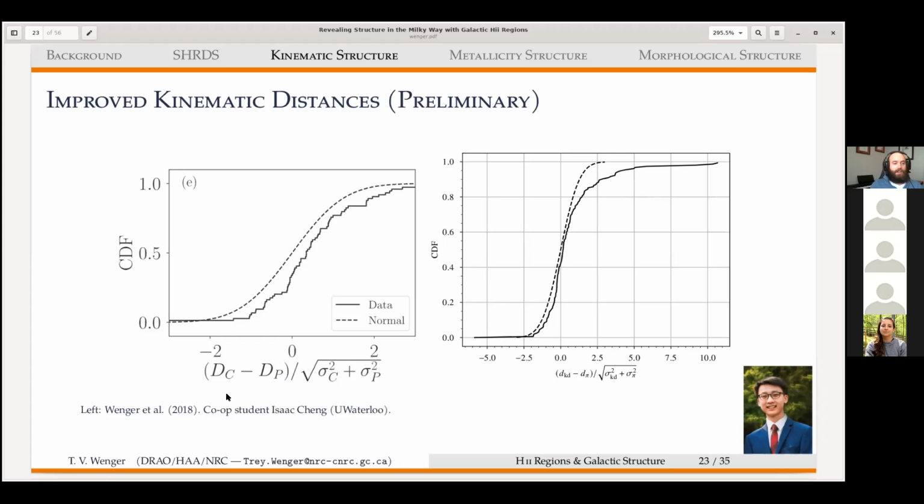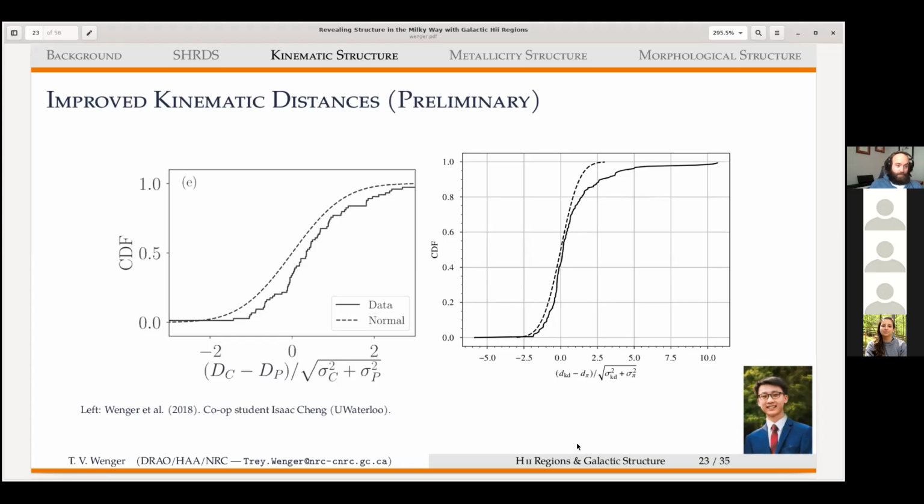And this was basically unexplained at that time. Now what Isaac has found is that by incorporating the peculiar motions and then using an updated galactic rotation curve and a whole bunch more maser sources now, this cumulative distribution function looks a lot better. So it's a lot closer to being centered at 0, which is saying that our kinematic distances are doing a much better job of predicting the parallax distances. And the shape of the curve is still pretty normal, although we seem to have a bunch of outliers up here that are as of yet unexplained.